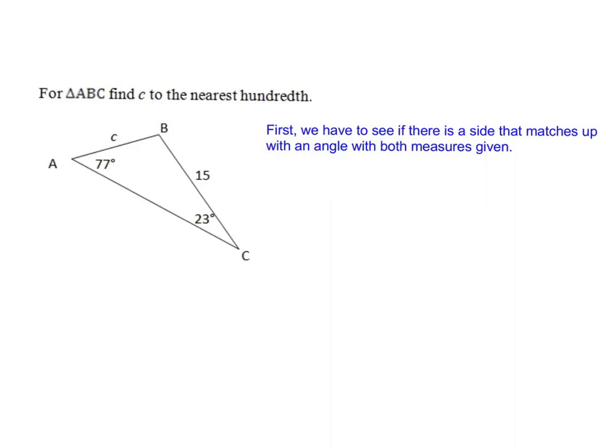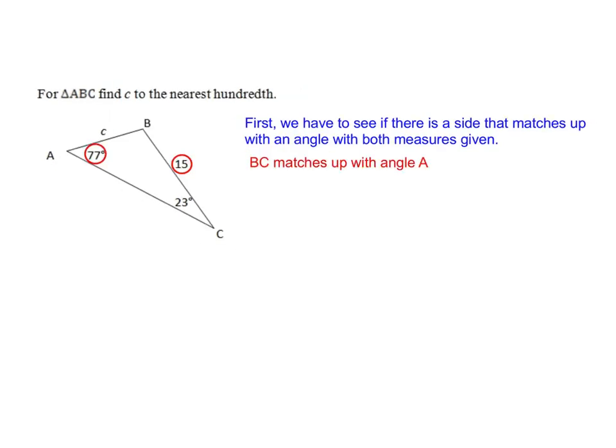Does it exist? Is there an angle and its opposite side where we know both measures? Yes. Which ones? 77 and 15. Okay, so I have that, and I have it here as side BC, but we should probably stay consistent and call it A, because that is side A, and it matches up with angle A. I have a side angle combination where I know both measures. That's the key to having any success here.